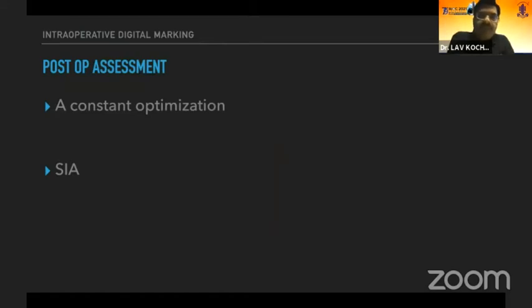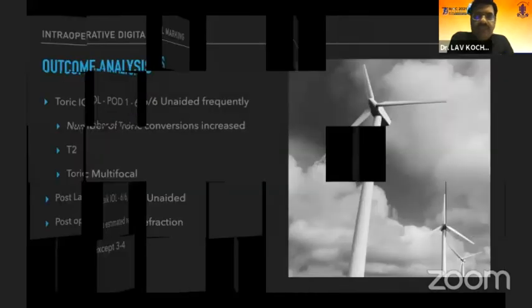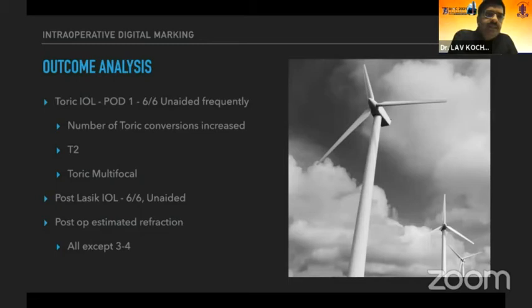Post-op assessment, after a few cases, we can do a constant optimization for ourselves and the surgically induced astigmatism. Outcome analysis, toric IOL post-op day 1, getting 6/6 is quite frequent nowadays. The number of toric conversions has increased because of the increased confidence in the system. You can also use mild astigmatism and T2 models. Toric multifocal has increased. Post-LASIK, again, is still to be seen. I'm not very confident with that. And of all that we have been using for almost 3 years now, most of them except 3 or 4 are spot on. Thank you so much.